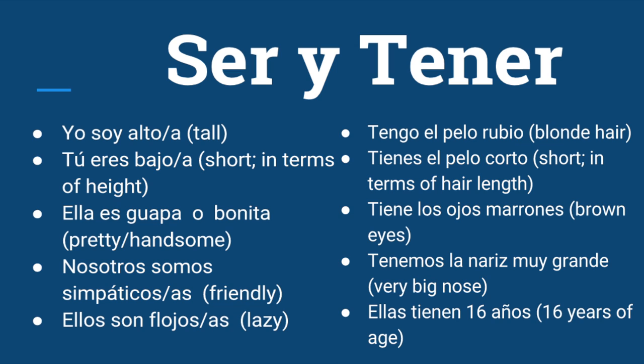When using tener, always make sure your adjective is in agreement with the noun that it's describing. For example, tengo el pelo rubio. Regardless of whether you're male or female, you want to say tengo el pelo rubio if you have blonde hair, because the rubio will reflect the noun that it's talking about, el pelo.